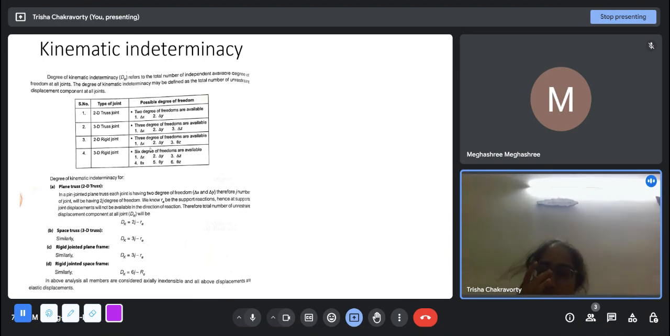In a 3D truss, it's the same thing. There are only translational degrees of freedom, but there is also one in the z direction, because it is in 3D space. So there are 3 degrees of freedom: delta x, delta y, delta z.